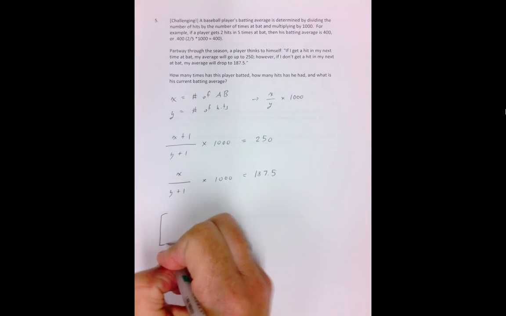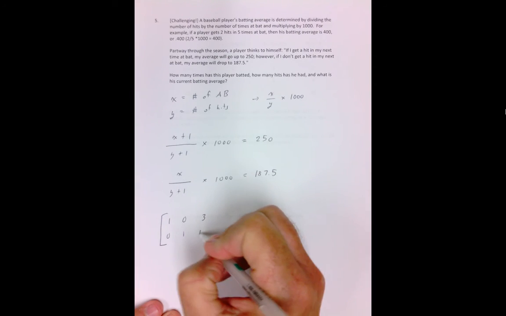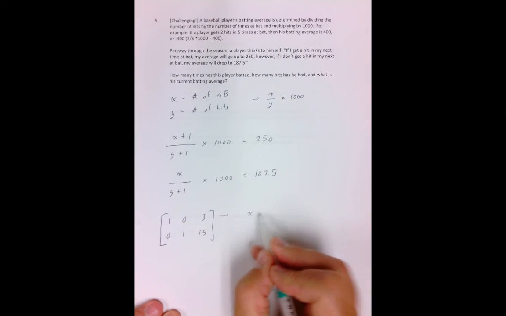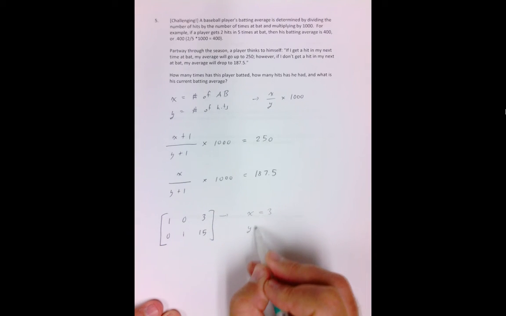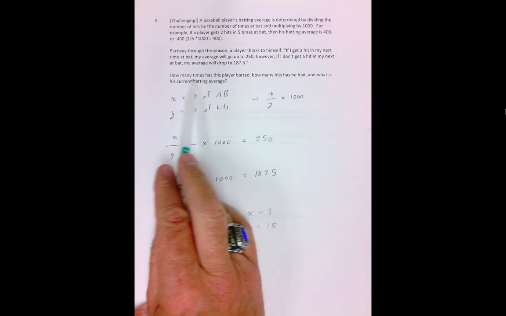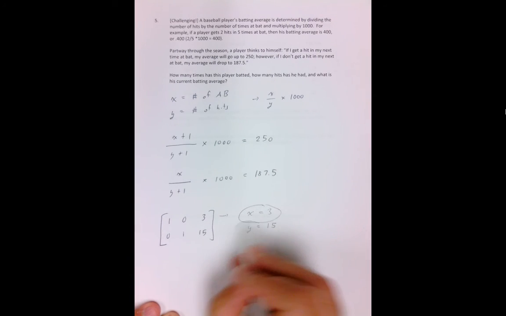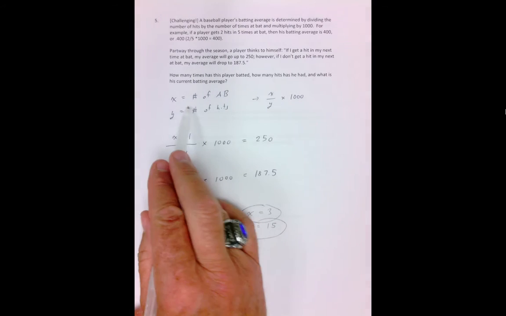Interesting. Okay, so my solution here: this line tells me x is 3, and this line tells me y is 15. So I want to know how many times this player has batted. Well, the number of... oh, I got that backwards, guys.